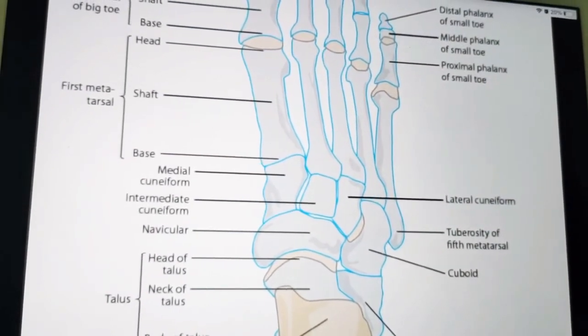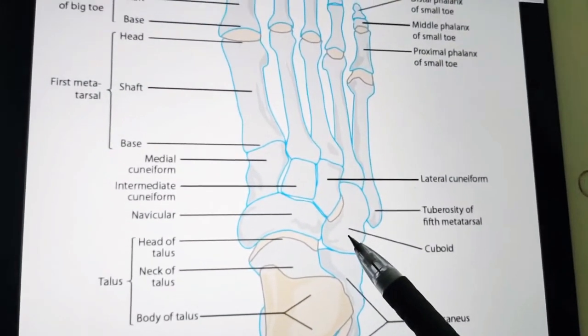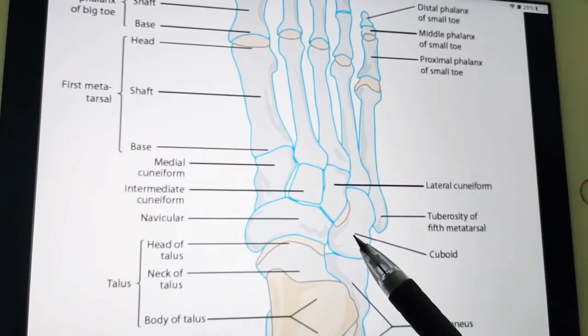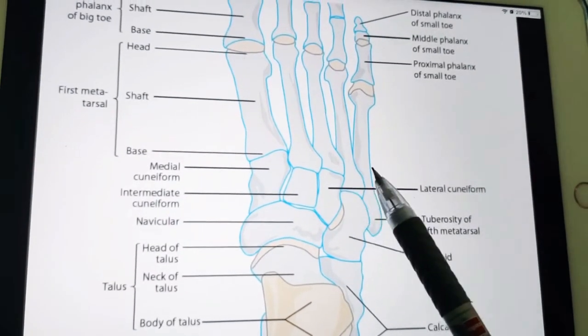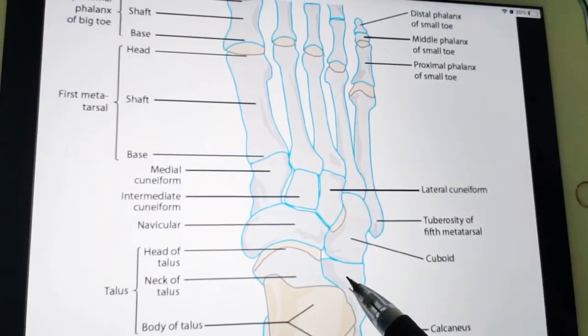And this is actually situated in front of calcaneus. You can see just in front of calcaneus bone and behind the fourth and fifth metatarsal. So cuboid is actually in between the fourth and fifth metatarsals and calcaneus bone.